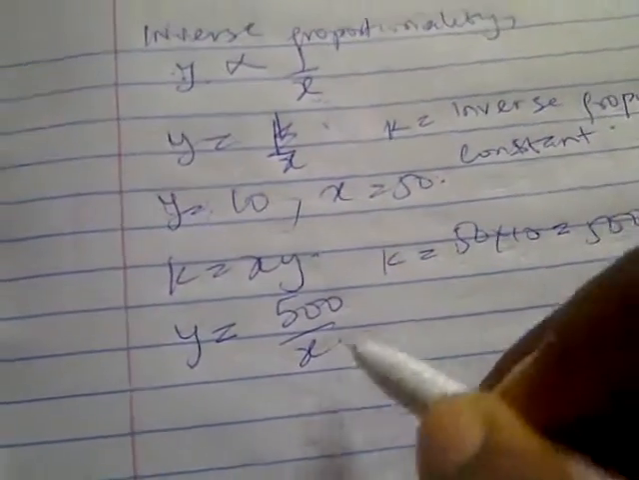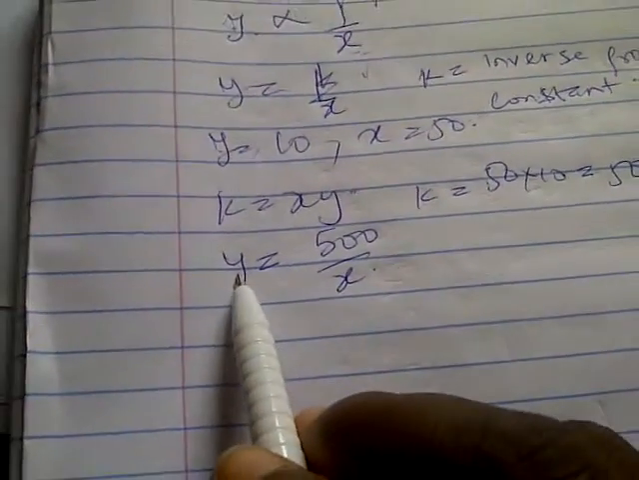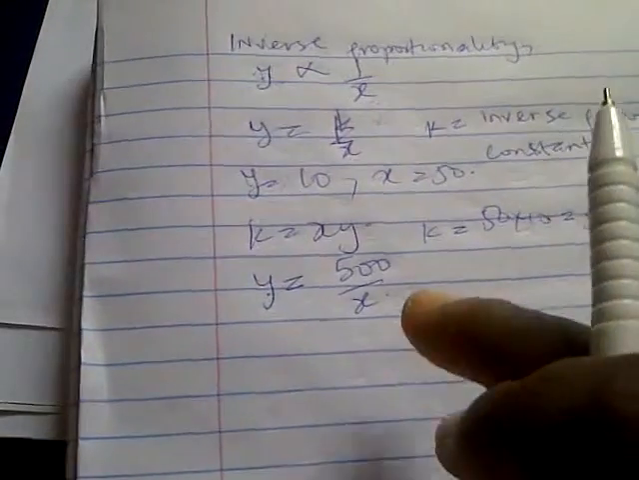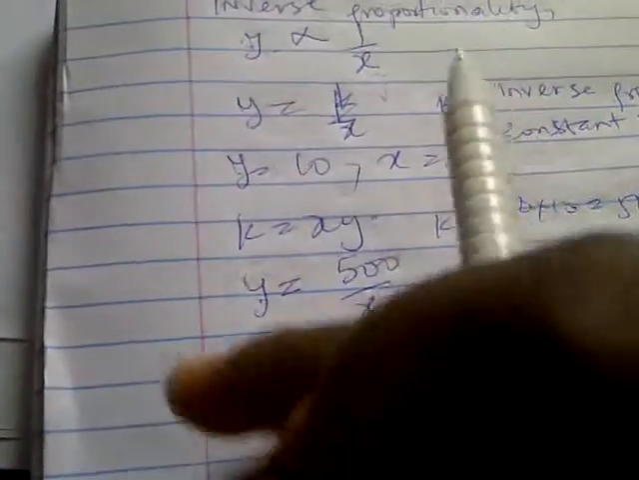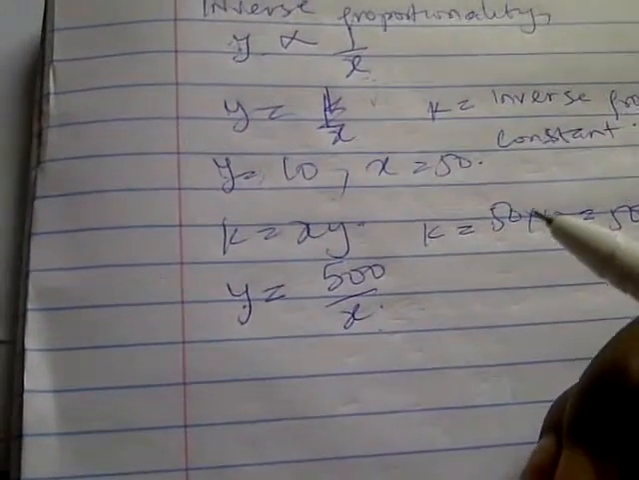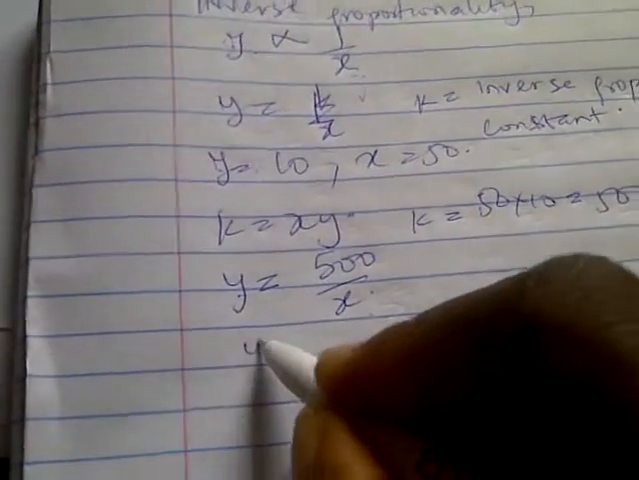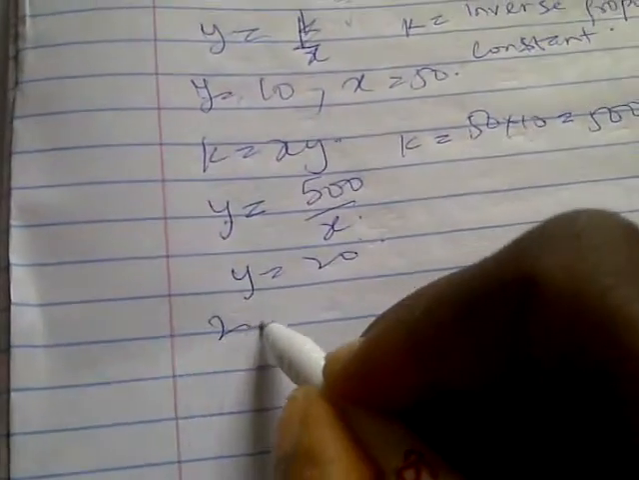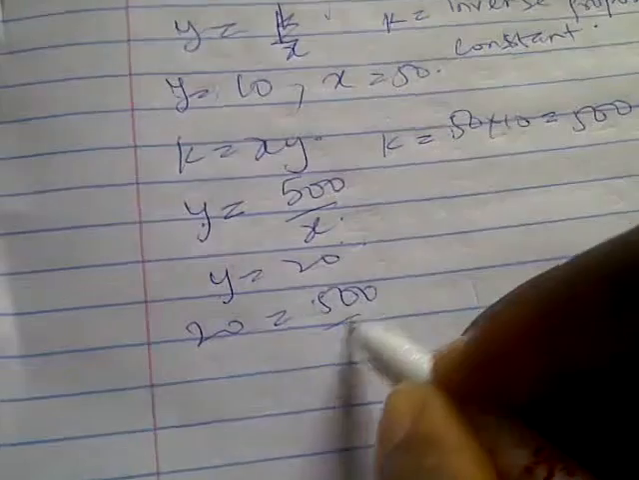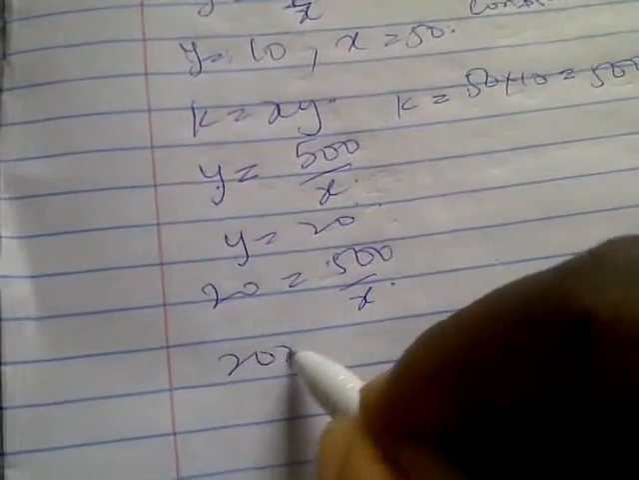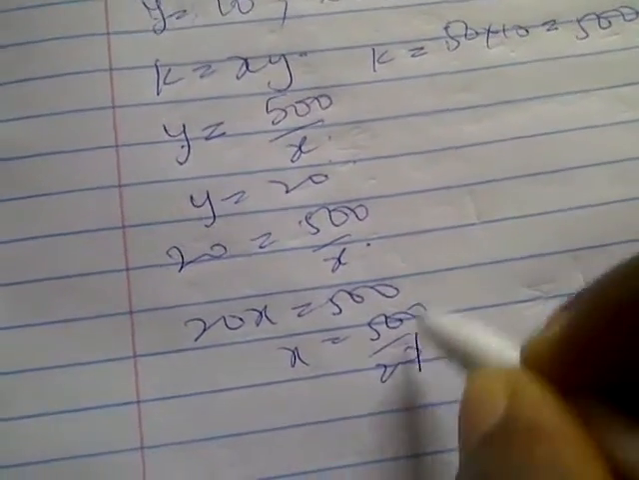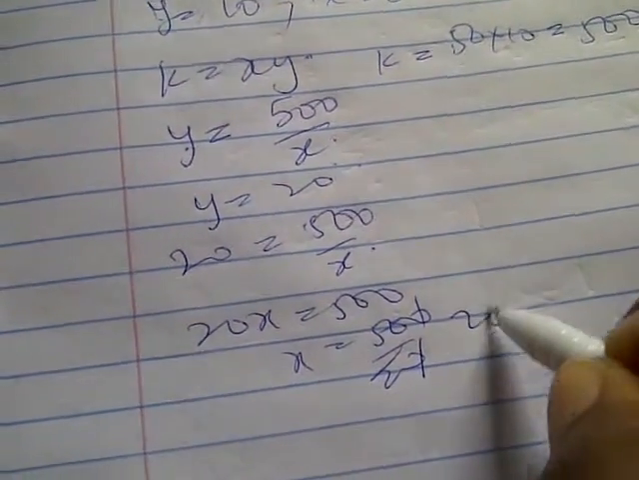500 over x. So whenever they give you a value of y and ask you to find the value of x, you can easily substitute and do it. If you're also given the value of x and asked to find the value of y, you can also substitute and do it. So that is what inverse proportionality is all about. If you're given y as 20 and you're asked to find x, you just go straight and do 20 equal to 500 over x. That means 20x will be 500 and x will be 500 over 20, which is 25.